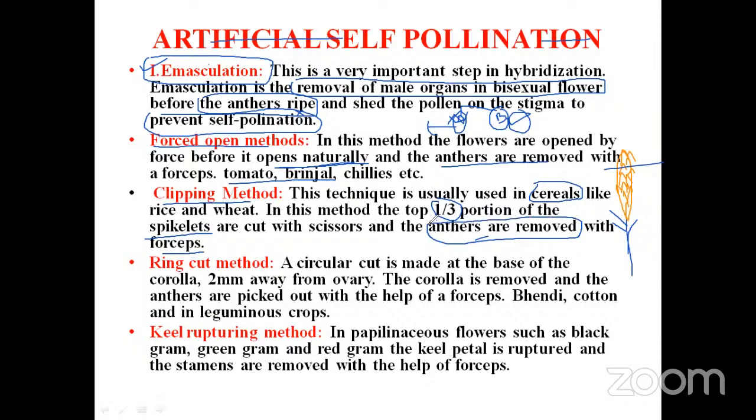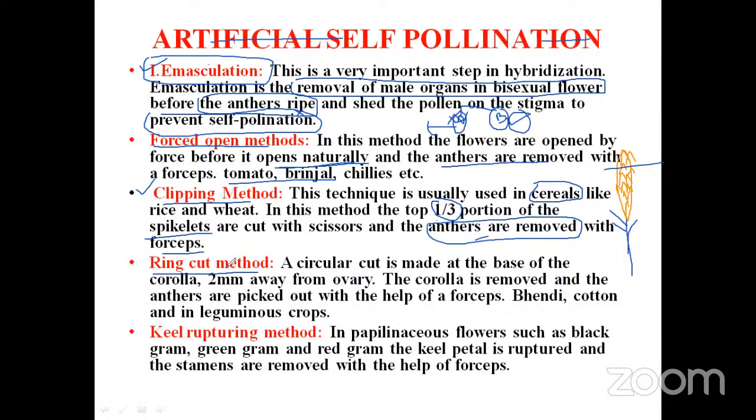Actually, in spikelets the male flowers, the anthers, are in the top part. If you cut the top region, what happens? Automatically the anthers are removed, and only the female organs are present in the lower part. So the clipping method is followed only in cereals. Is it clear? Yes, sir. Next one, the ring cut method.